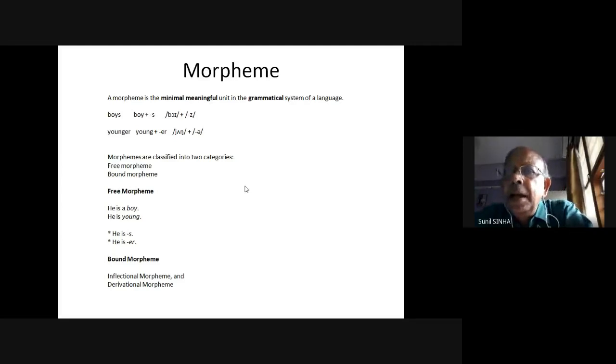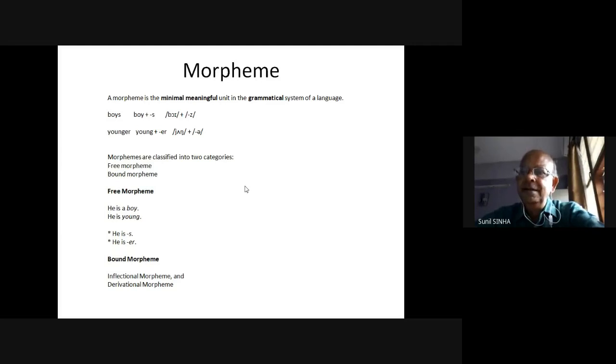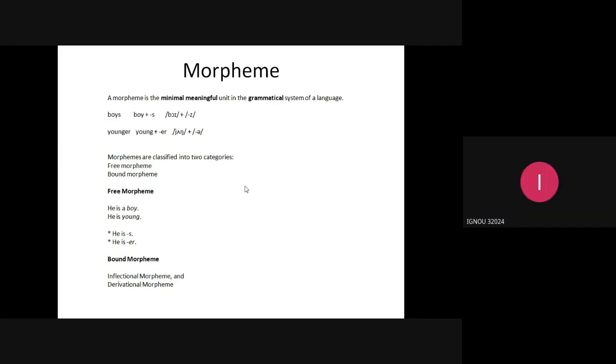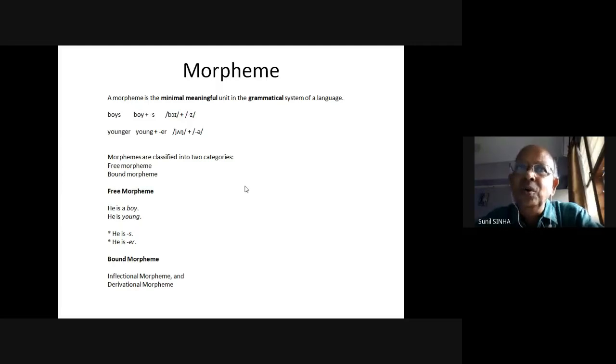Now, morphemes are classified into two categories: free morpheme and bound morpheme. What is a free morpheme? A free morpheme is a morpheme which can occur independently in a sentence. It can stand alone, let us say, right? A free morpheme can stand alone, can occur alone in a sentence.